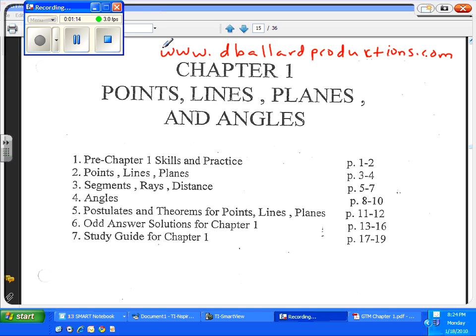We're going to begin Chapter 1. We're looking at points, lines, planes, and angles. We're going to get some basic definitions that we need for geometry, and we're going to build some basic postulates and theorems. We will start Chapter 1 with some pre-Chapter 1 skills practice.